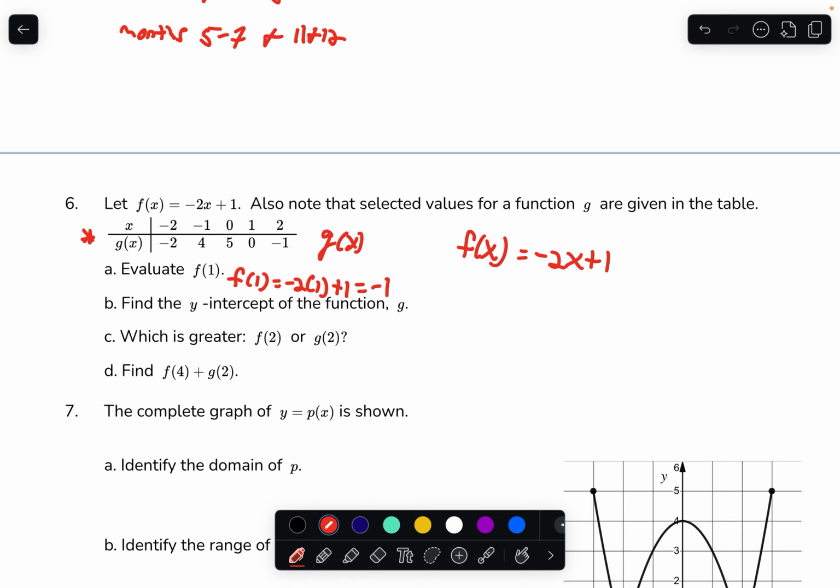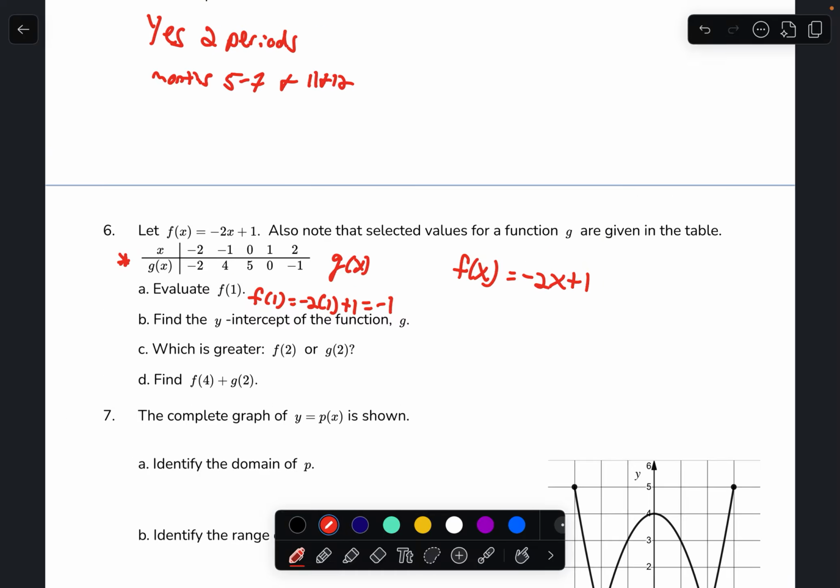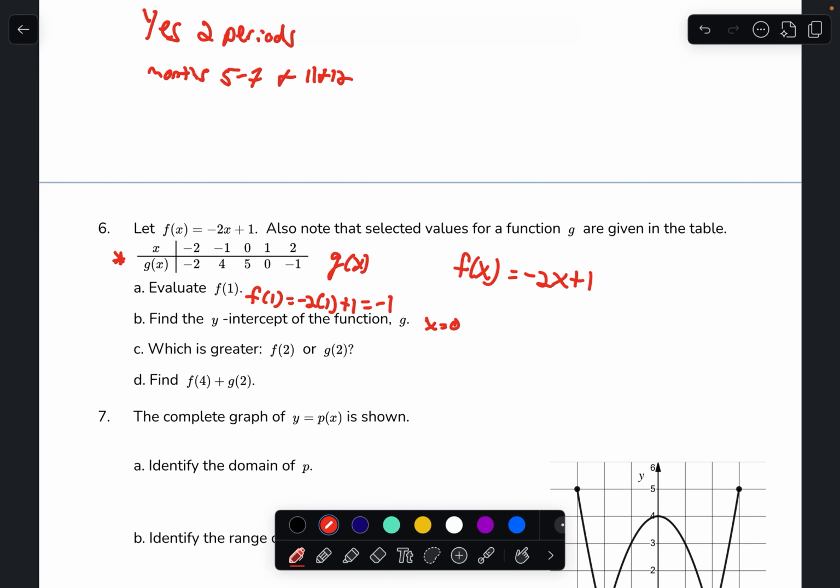Find the y-intercept of the function g. Well, the function g is the table, and the y-intercept occurs when x equals 0. So let's write this x equals 0. We want to know the value of g when x equals 0, and it's right there. So the y-intercept is 5. G of 0 equals 5.